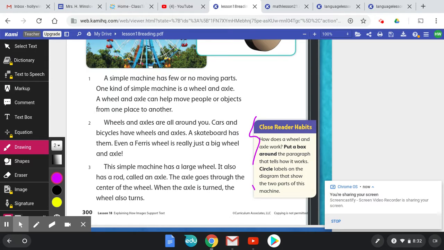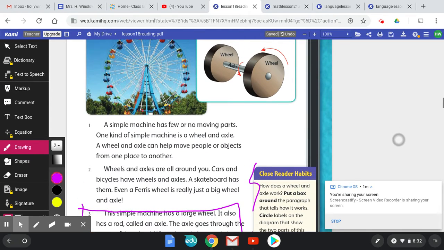It says, how does a wheel and axle work? Put a box around the paragraph that tells you how it works. So you should have put a box around paragraph 3. And then it says, circle labels on the diagram that show the two parts of this machine. So if we look at this diagram, you have wheel, but you have two wheels, and then you have the axle. That shows you the parts of this simple machine.